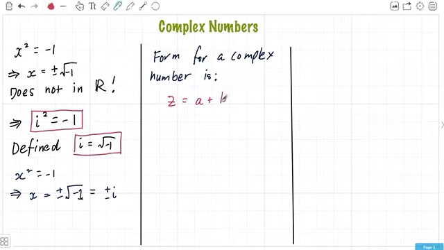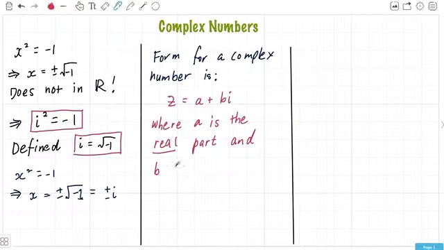z = a + bi, where we say that a is the real part of the number, and it's called the real part of the number because there's no i with the a, it's just a number, and b is the imaginary part of the number. It's imaginary because it's next to the i, it's the coefficient of i.